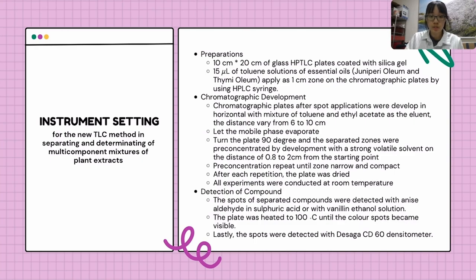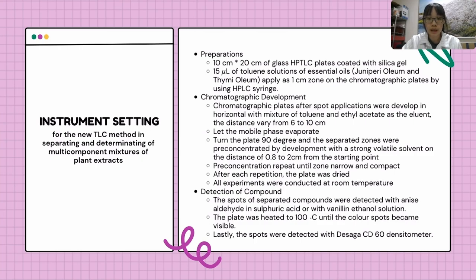First is the preparation. In preparation, 10 cm x 20 cm glass HPTLC plates coated with silica gel, and 15 microliters of toluene solution of essential oils, which is juniper oleum and thyme oleum, applied as a 1 cm zone on the chromatographic plates by using the HPLC syringe. Secondly is the chromatographic development. In chromatographic development, the chromatographic plates after spot application were developed horizontally with a mixture of toluene and ethyl acetate as the eluent. The distance varied from 6 to 10 cm. Then let the mobile phase evaporate.